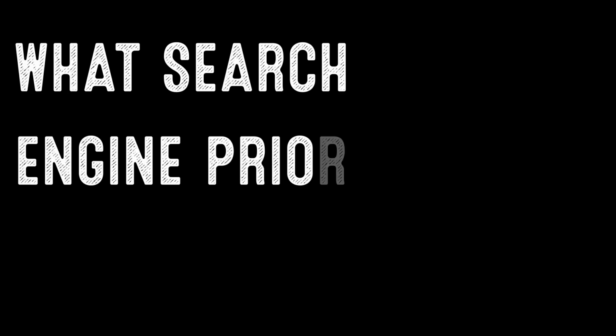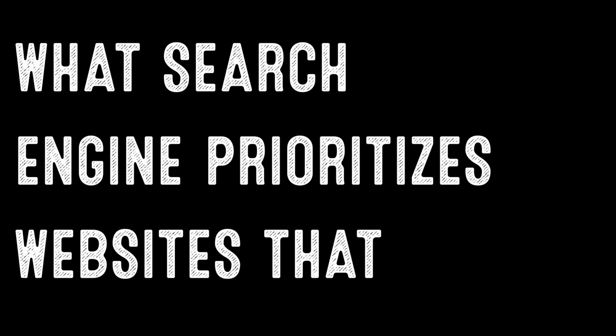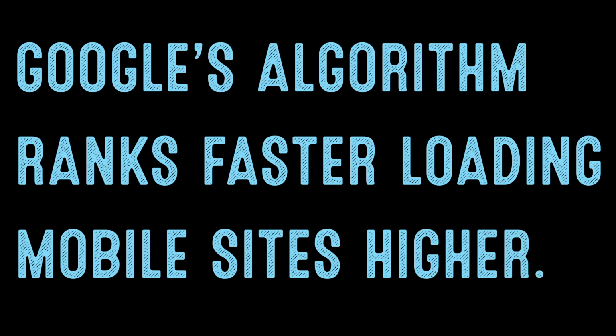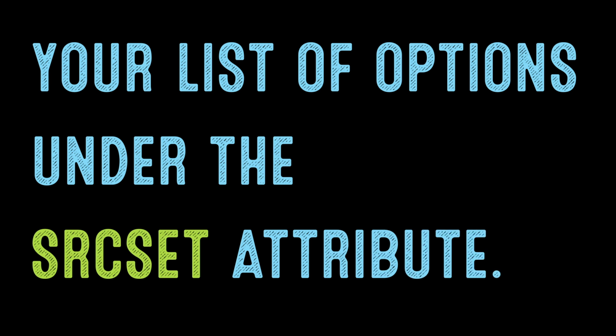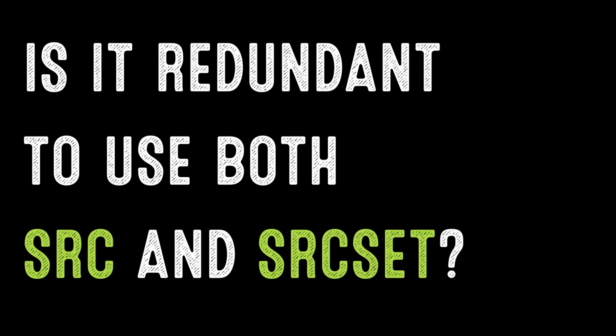What search engine prioritizes websites that load faster on mobile? Google's algorithm ranks faster loading mobile sites higher. As a result, the smallest image should be your default in the source attribute as well as be included in your list of options under the source set attribute. Is it redundant to use both source and source set?